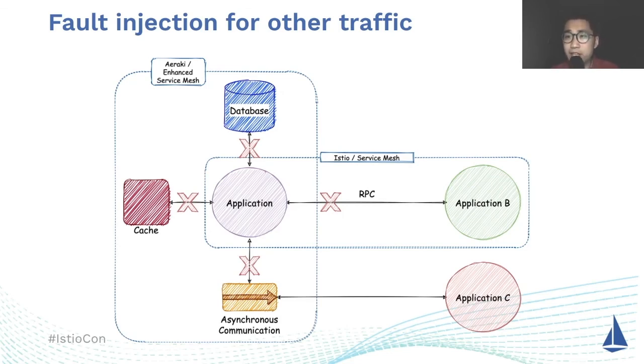Next, we talk about fault injection. Istio can perform fault injection on a lot of services. This is really cool, but it's not enough. In distributed systems, services like database, cache, and message queue systems are not always available either. So, Aeraki can help the chaos engineering system work better by providing more fault injection points, like aborting cache writes, increasing database latency, etc.